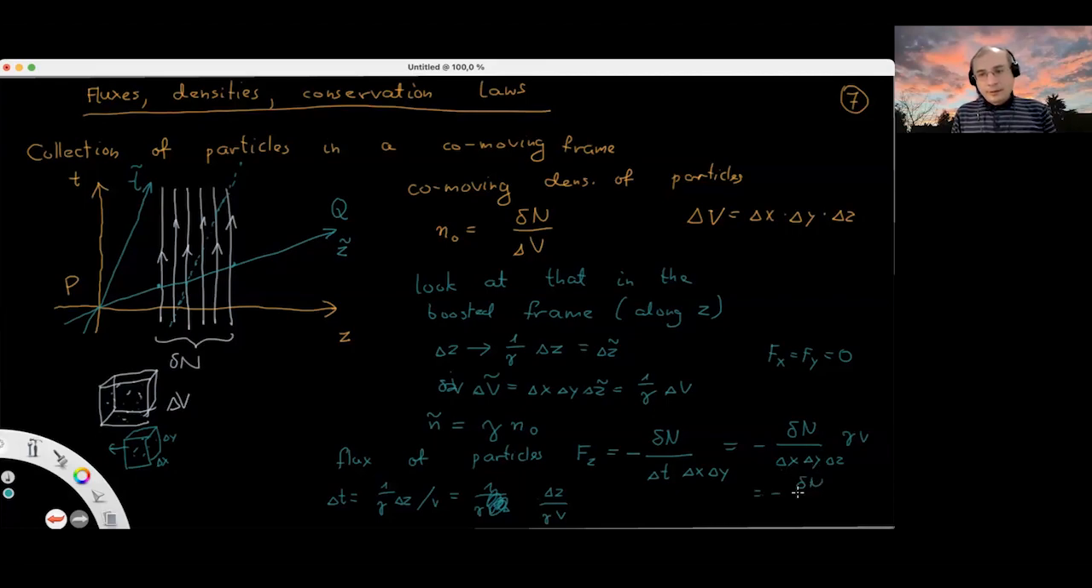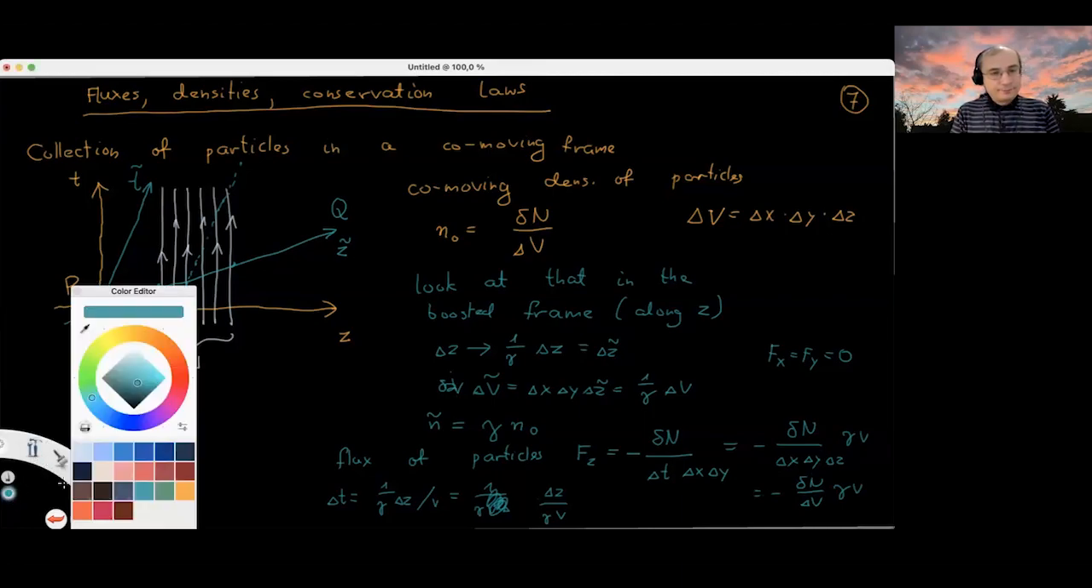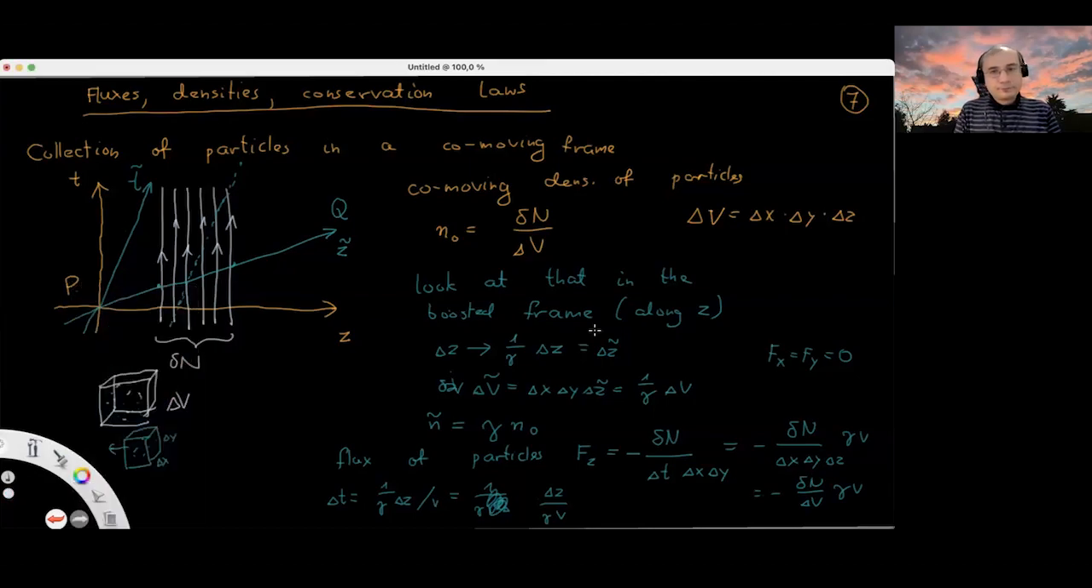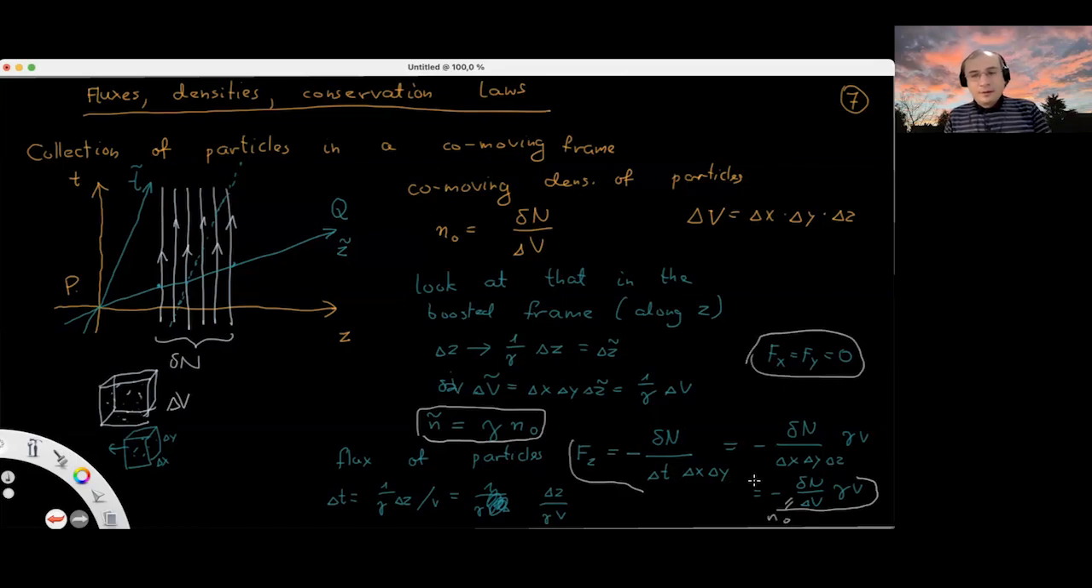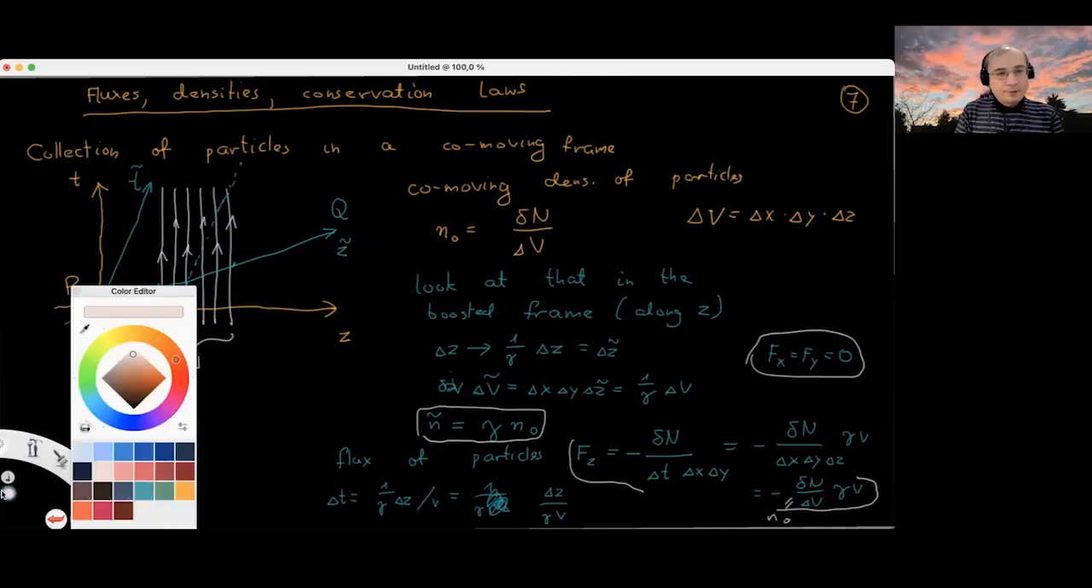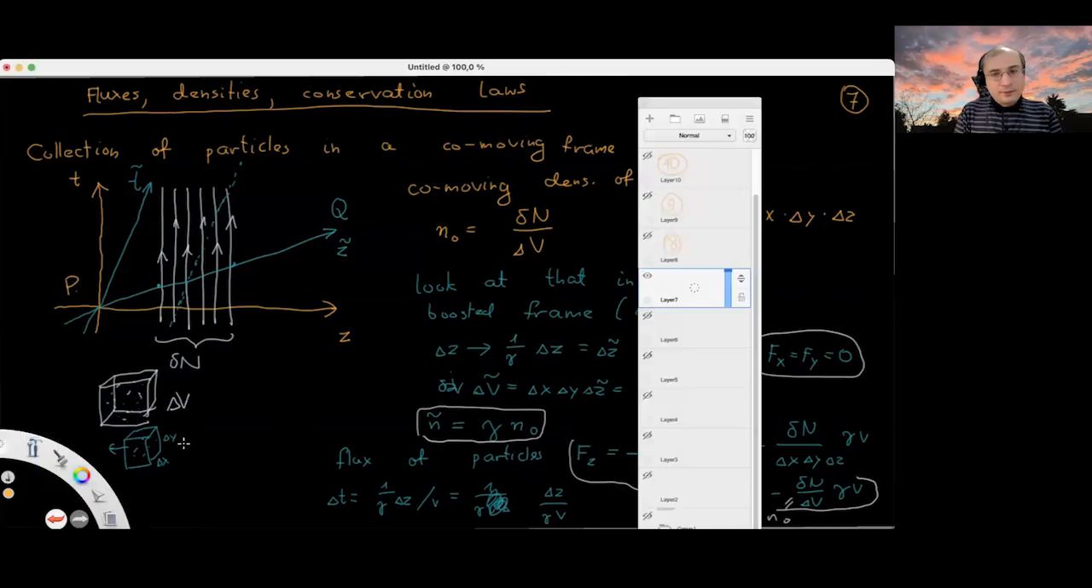Which is minus delta n over delta v, gamma v. Okay, let's look at this result again. So what we have found out is that the new n has this form, and our z has this form over here. That's again n zero, and fx and fy is zero. Does it ring a bell? It looks perfectly like a transformation law for a four-dimensional vector. Let's see it again in detail.